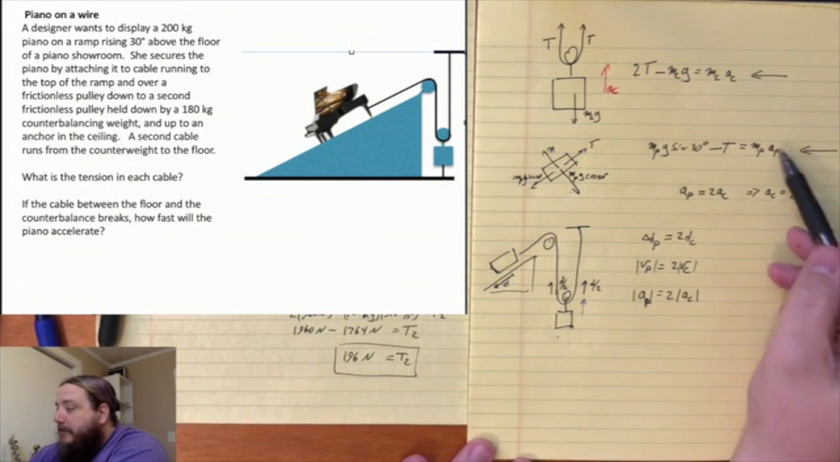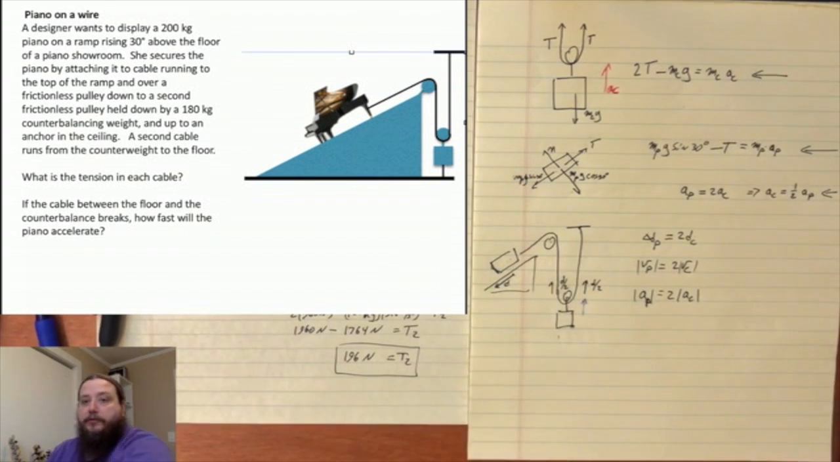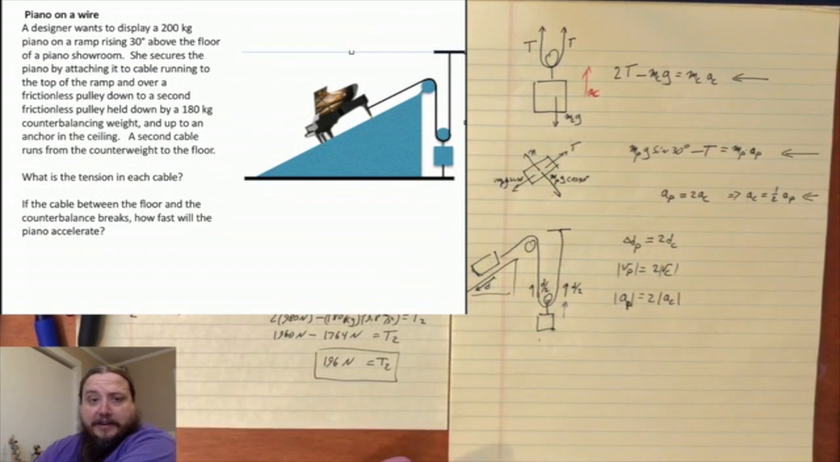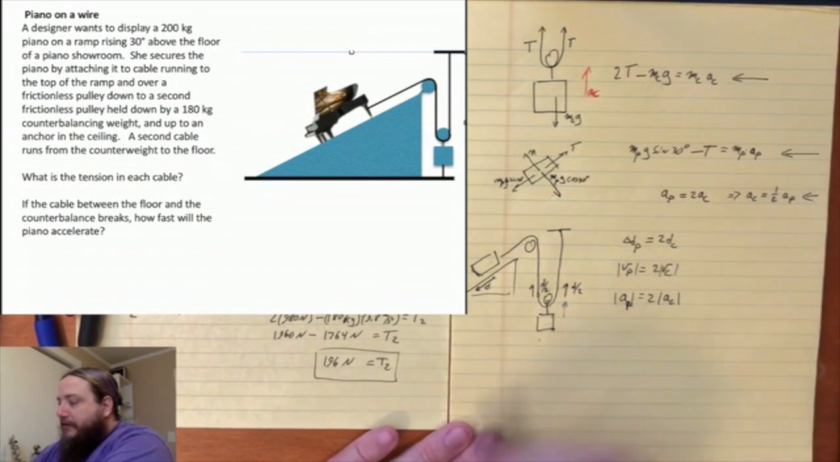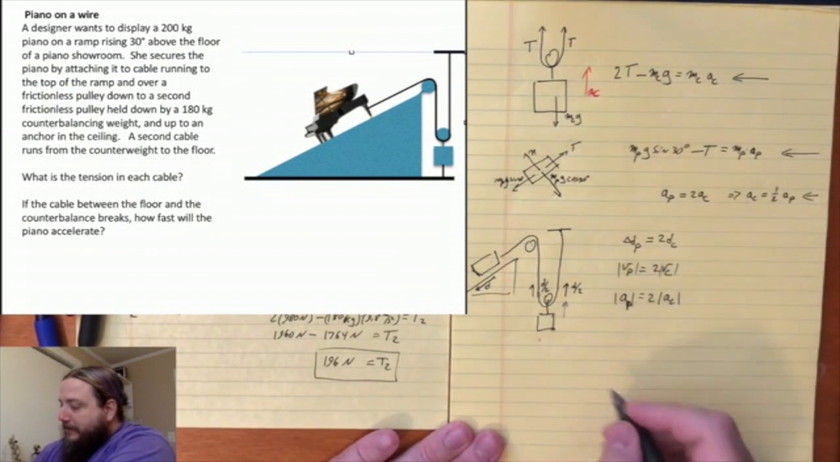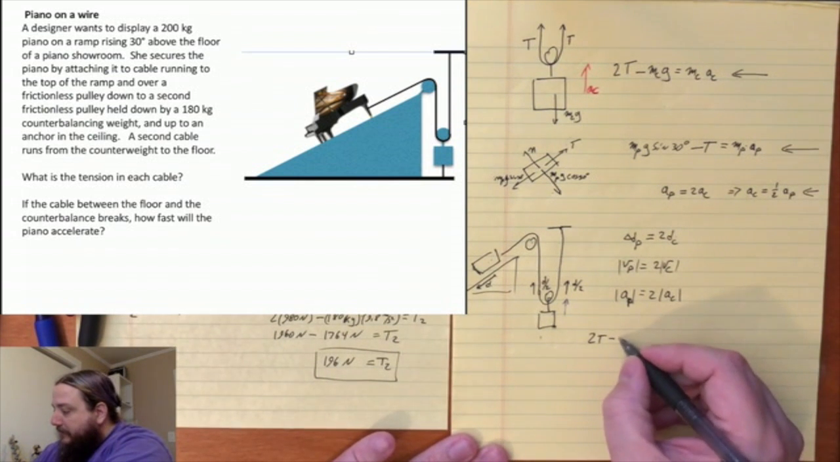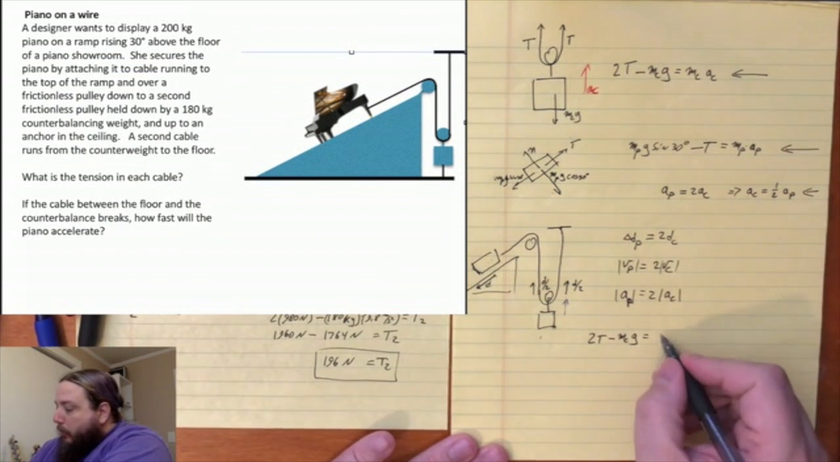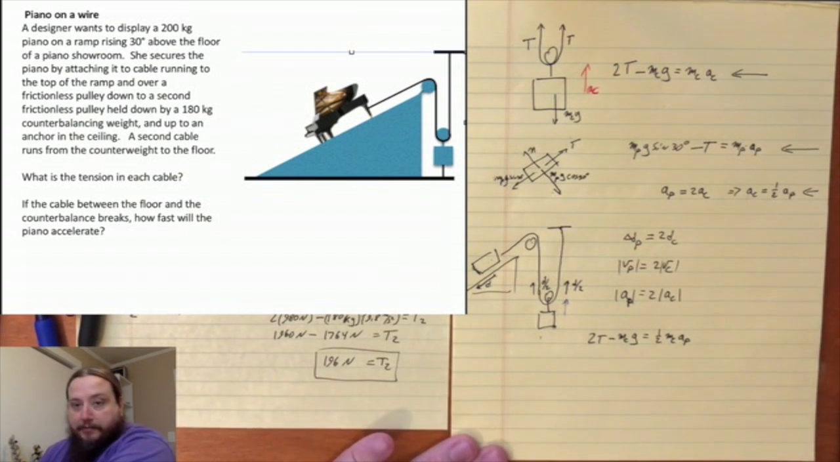And now we have a third relationship here, which we can use to finally get a system of equations and unknowns that we can solve. The first thing we should do is get rid of a_C, because the question is asking about the acceleration of the piano. So let's get rid of the acceleration of the counterweight. We're going to take this top equation, 2T minus m_C g equals 1/2 m_C times the acceleration of the piano.